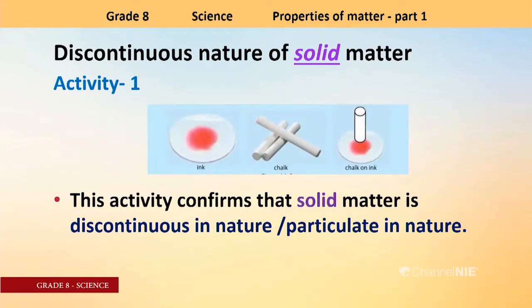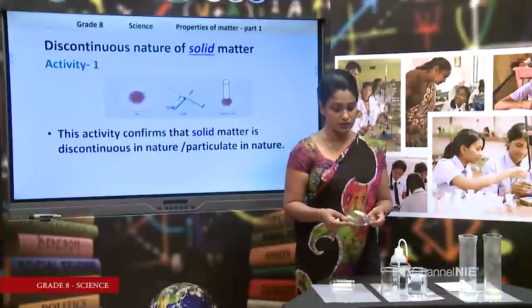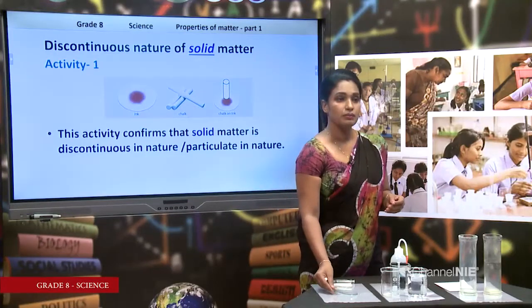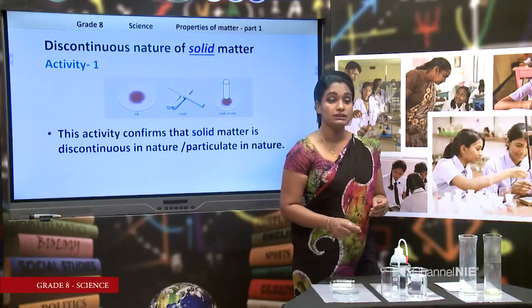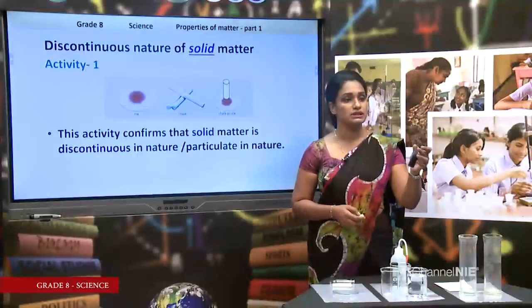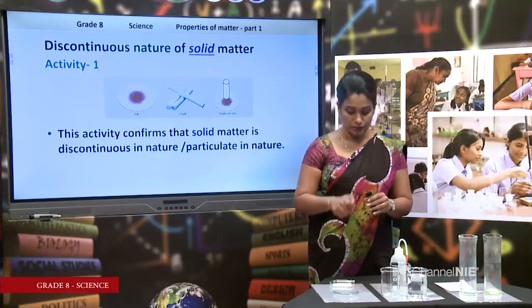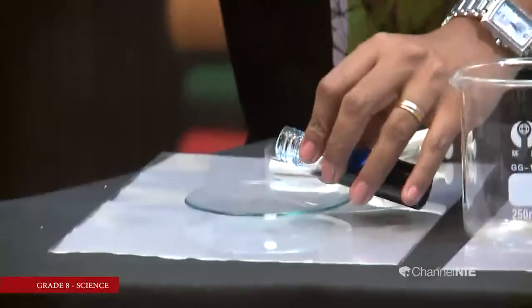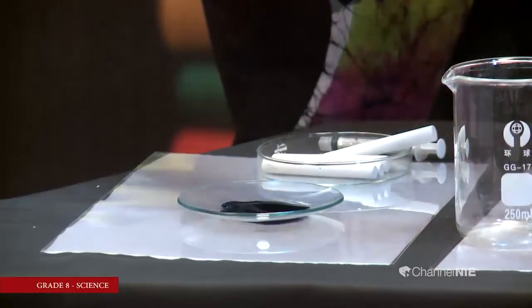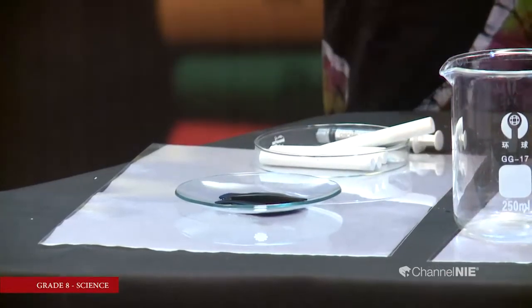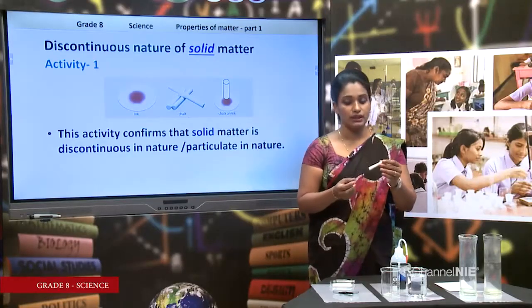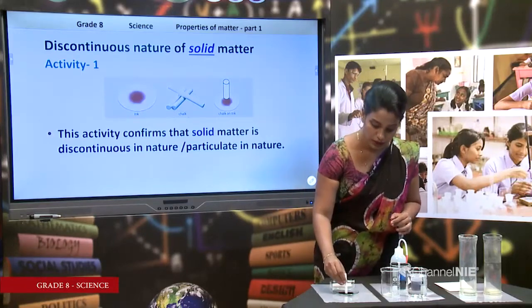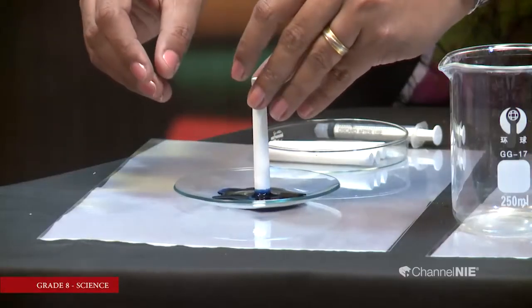Okay. Shall we go to the activity now? For this activity, you need a watch glass like this. This is the watch glass, and you need some color ink. You can select any color ink. Here I am using this blue color ink. I am going to transfer some amount of blue ink to this watch glass like this. Then I have this chalk. Then I am going to dip this chalk like this in the watch glass.